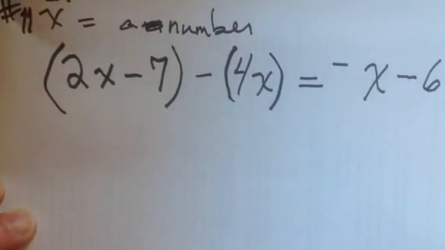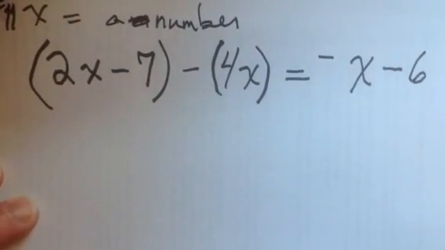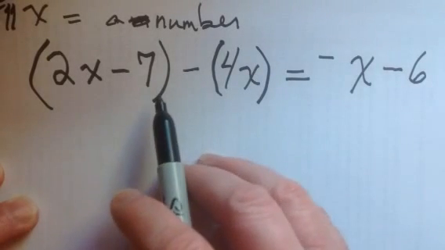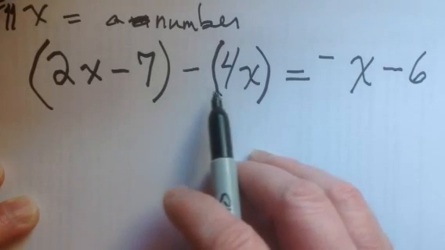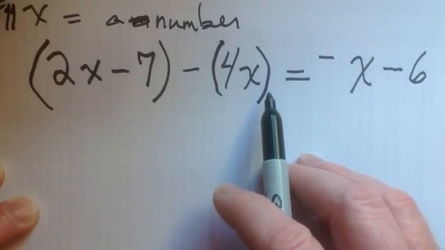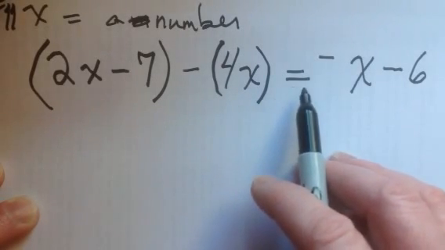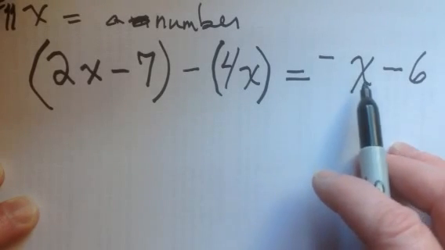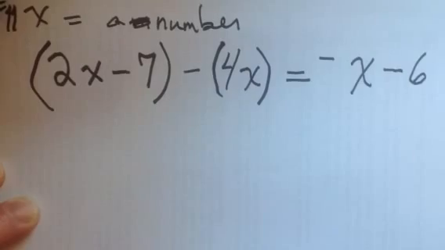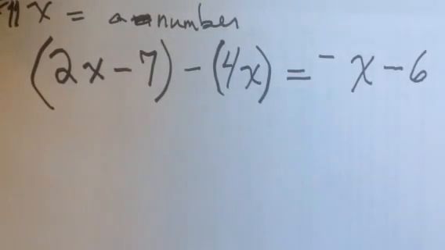So let me read the sentence again and you see if this makes sense to you now. Twice a number is decreased by 7. This result is decreased by 4 times the number. The result is negative the original number minus 6. Okay? So that's what we have.